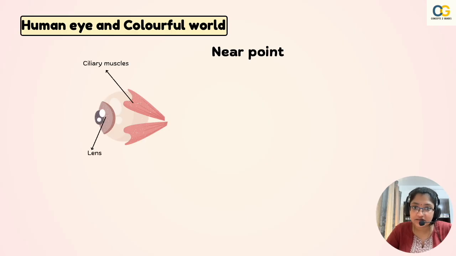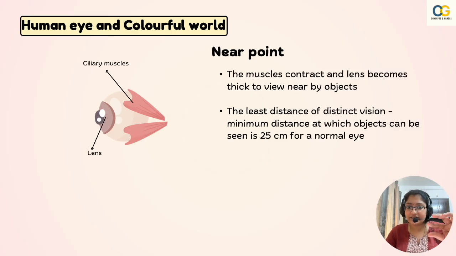So the near point is the point where the muscles contract and the lens becomes thick to view nearby objects. The least distance of distinct vision, or the minimum distance at which objects can be seen clearly, like at what distance I can place my hand and see it clearly, is 25 centimeters for a normal eye. Okay, so this is called the least distance of distinct vision.